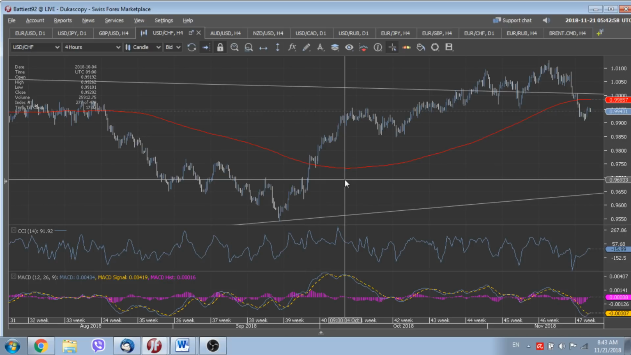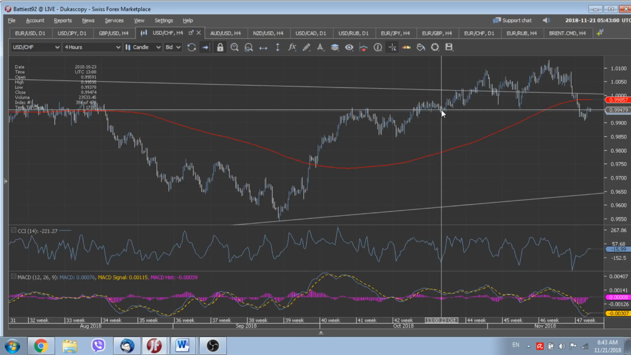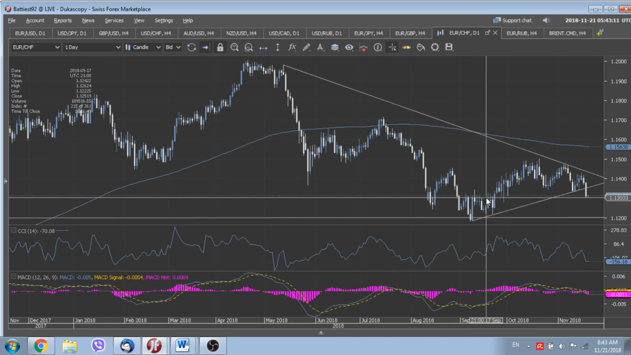The dollar Swiss continues to look, as we suggest, weak at the moment. That's also because of the strong position of the Swiss franc against some other currencies. Among them, for example, is Euro Swiss.